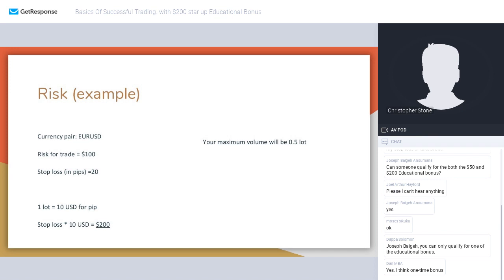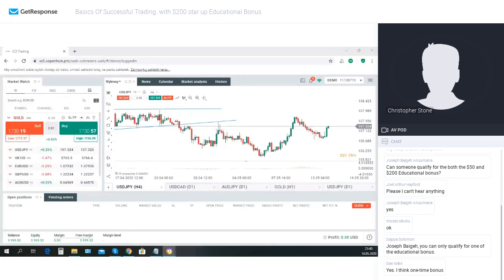If we go above 0.5 lot, then we risk more than we just said to ourselves. So $100 is the maximum. Okay, let's go back to this example.